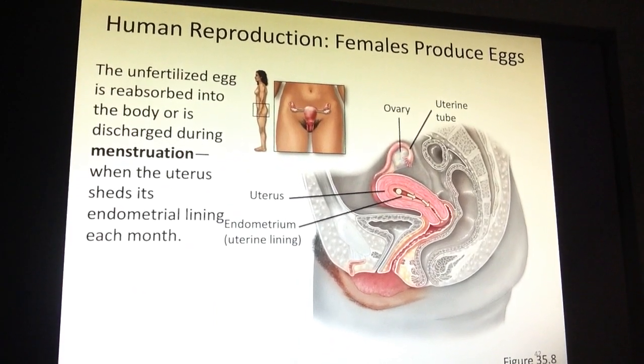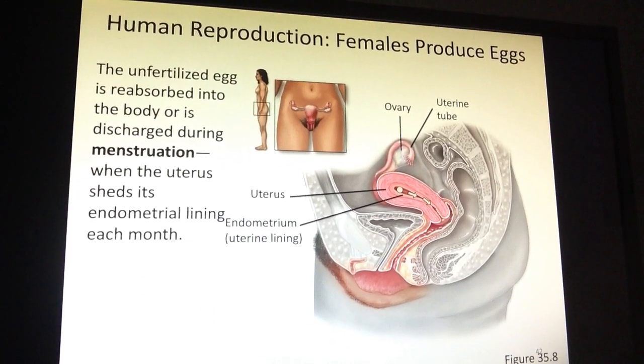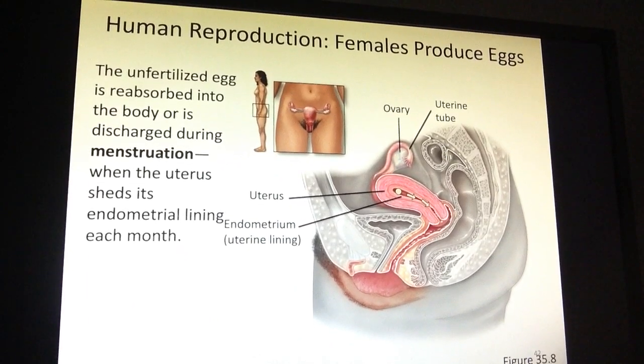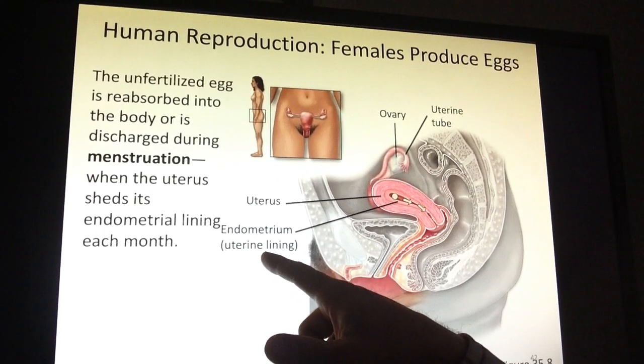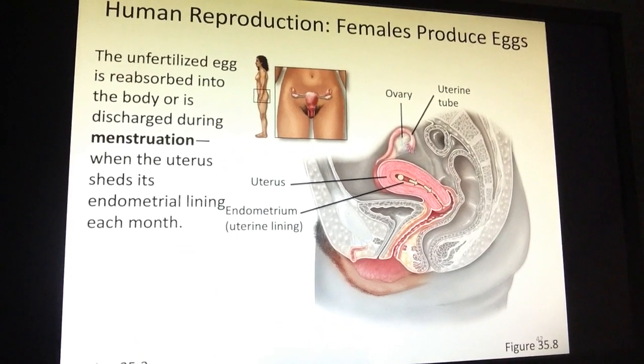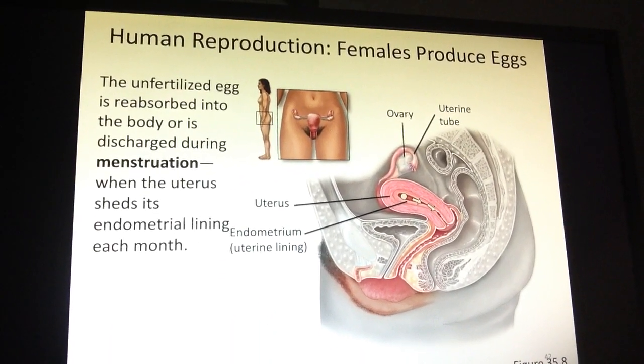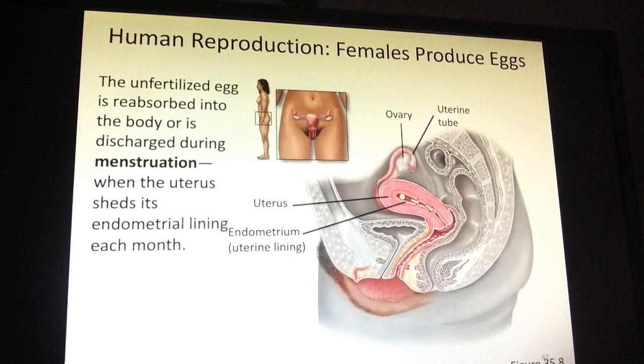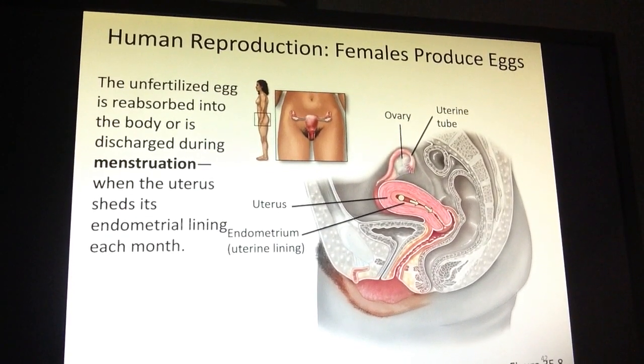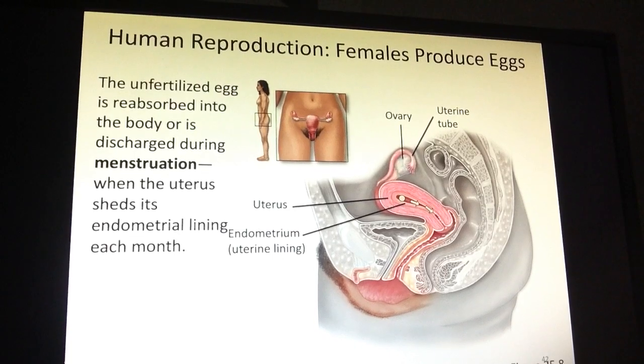So if the egg is not fertilized in the uterine tubes, then the egg cell is lost, along with the lining of the uterus called the endometrium, which we need to know that word for sure, and that is called menses or menstruation. The menstrual period ends in menstruation or loss of the endometrium, which is the lining of the uterus.